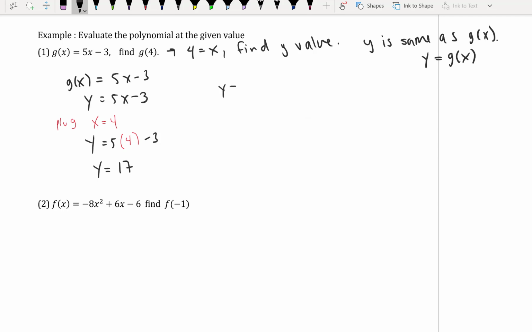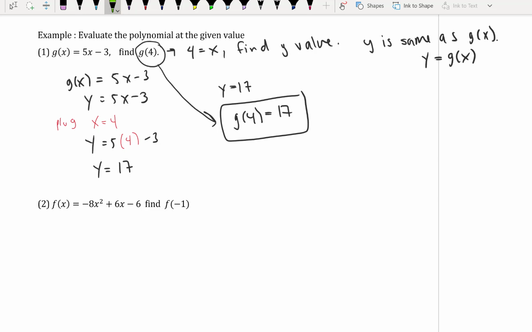So now that you know that y is equal to 17, you want to make sure that you answer the question correctly. So here you're going to say that g of 4 is equal to 17. And if you're just wondering, what does this really mean? What this means is that when x is equal to 4, then my y value is equal to 17 for the function g of x is equal to 5x minus 3.